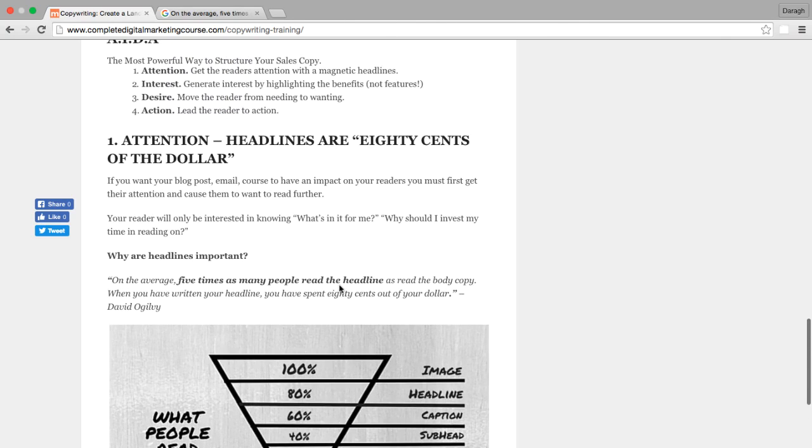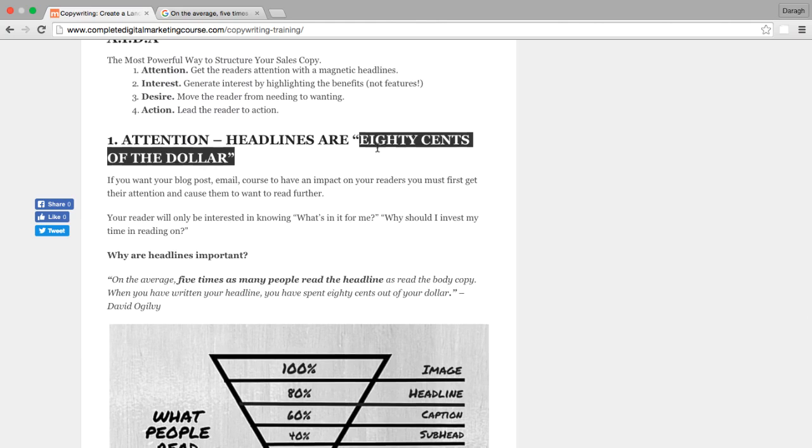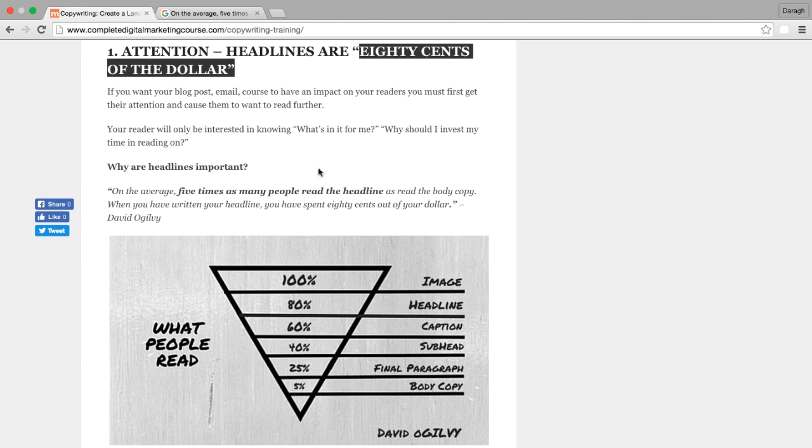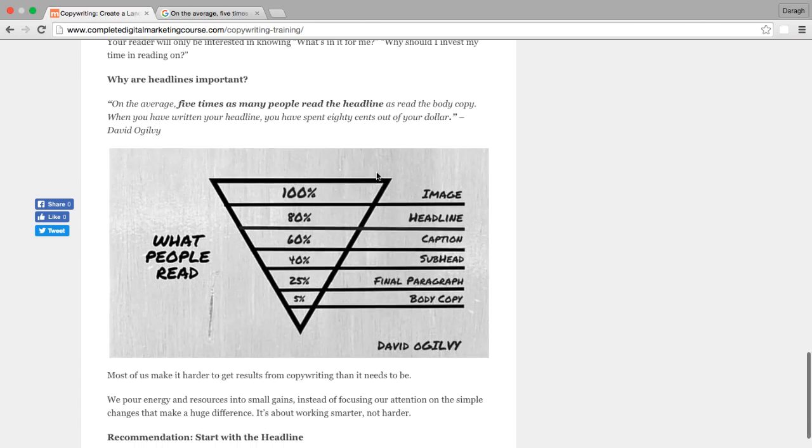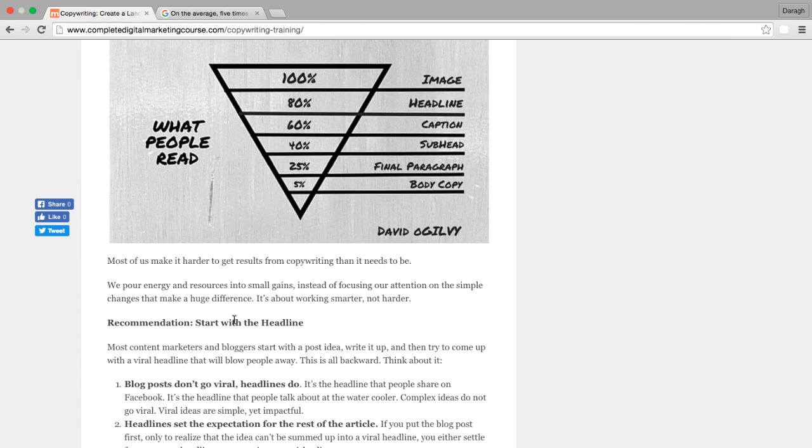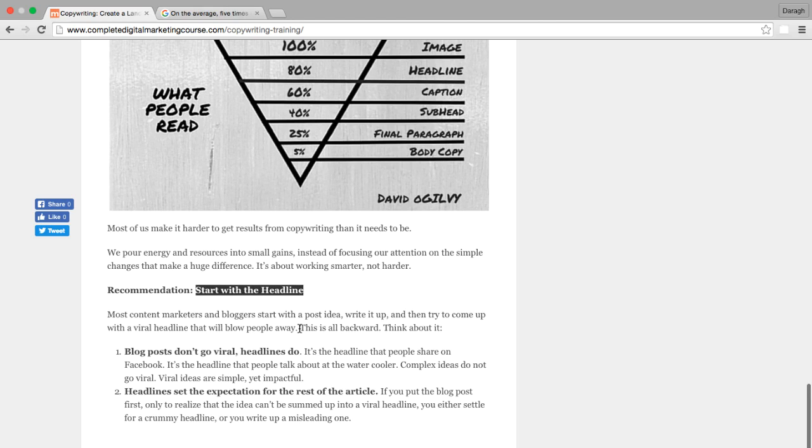So now that you understand the importance of headlines and how they are 80 cents of the dollar in terms of where you should be investing your effort, my recommendation is that when you're writing a landing page, a blog post, or an email, you should start with the headline or the subject line. We usually start with a post idea, we write it up, and then we try to come up with a viral headline that will blow people away. But it's kind of backwards if you think about it.